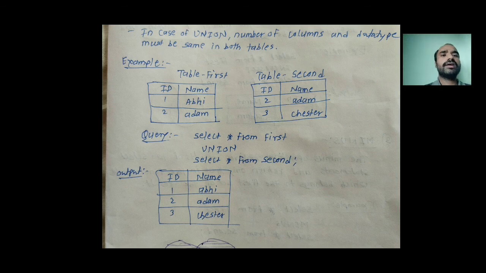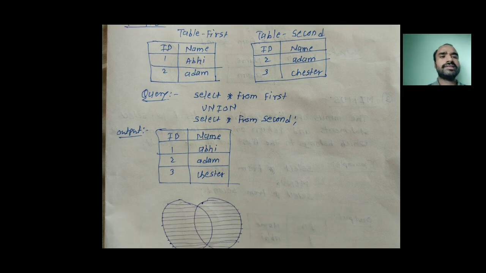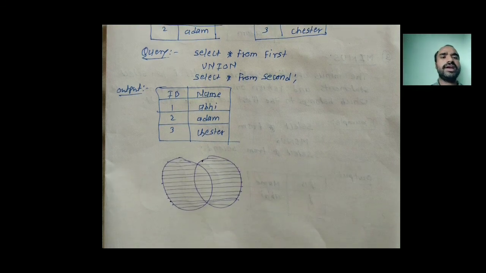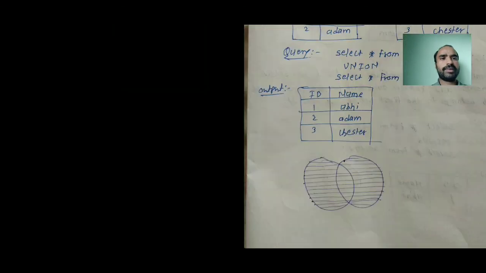So here record number 2 in the first table and record number 1 in the second table, it is the same. That's why it is removed, and the total number of records given is 3. Let us see the Venn diagram. Here it will combine all the records which are present in both tables.